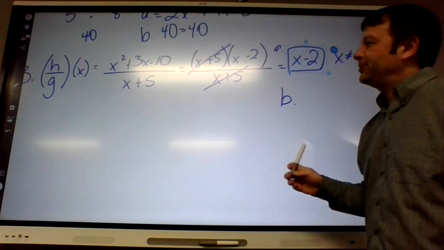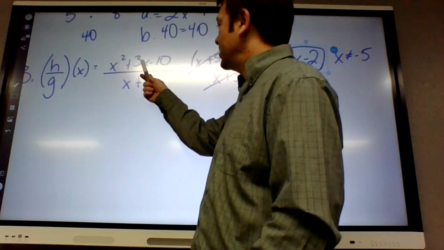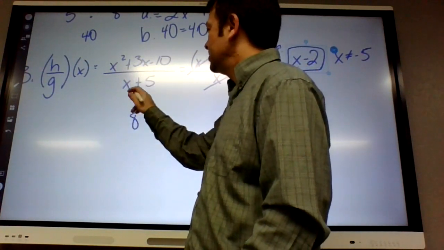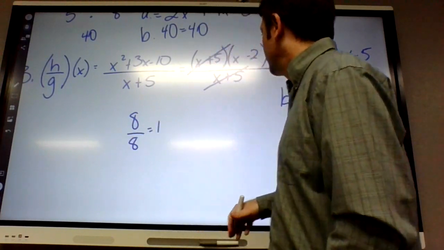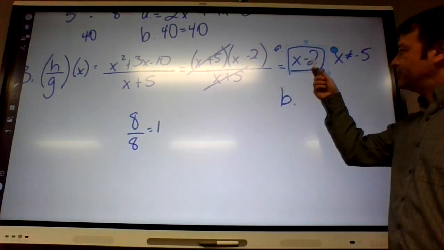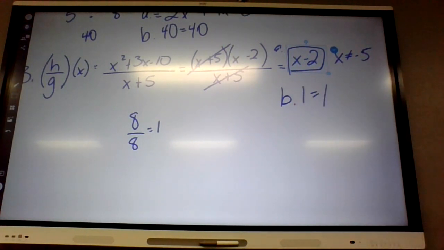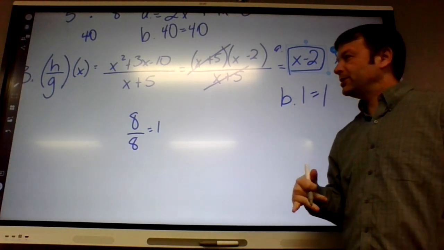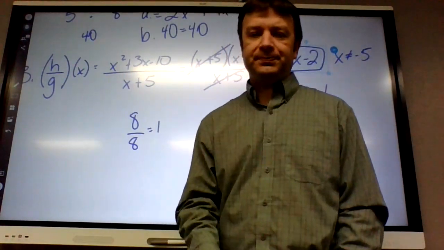All right, if I did the B, if I plugged in, this is A. If I plugged in 3 over here, this would be 9 plus 9, 18 minus 10 is 8. 3 plus 5 is 8. That comes out to 1. If I plug in 3 here, 3 minus 2 is 1. So it's like 1 equals 1. Works on both. The only thing that would not work is if I tried plugging in negative 5.